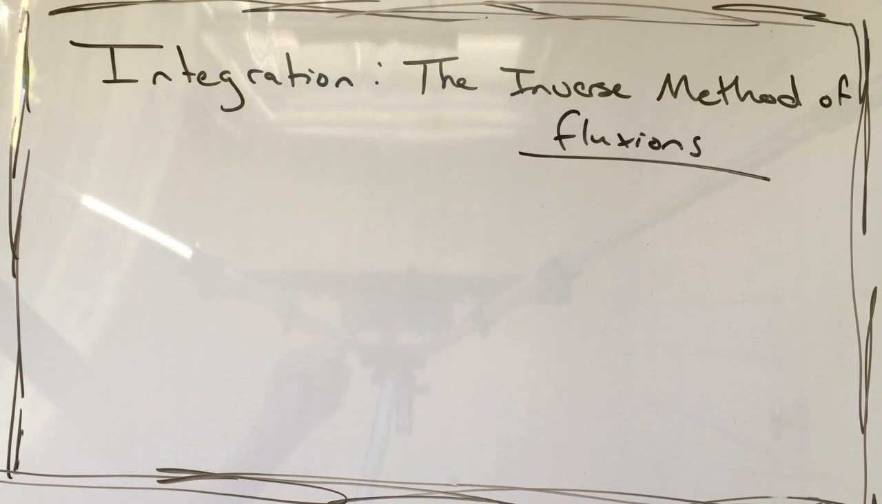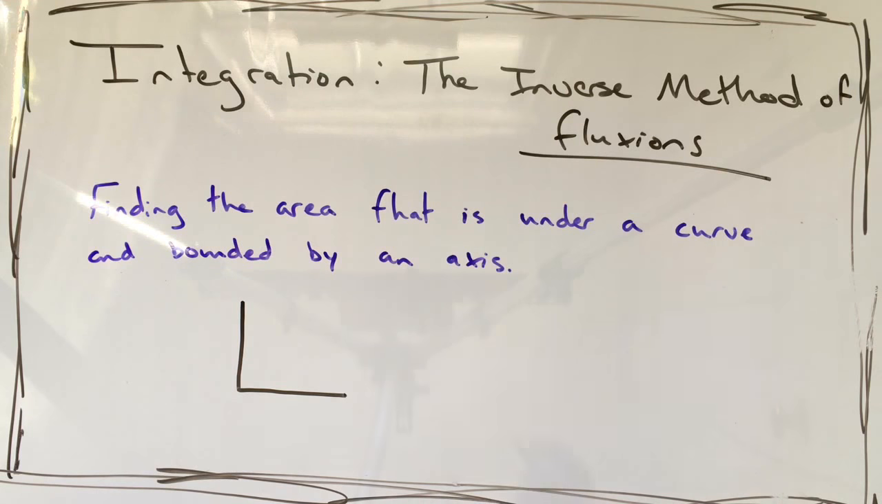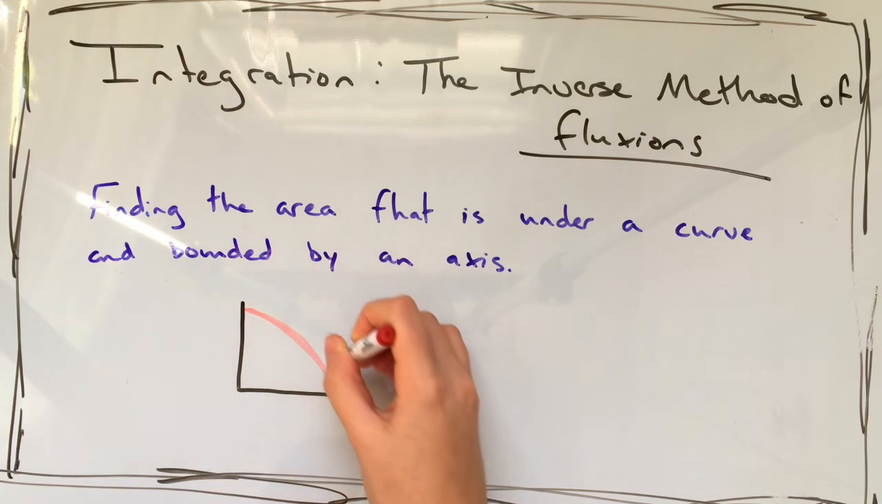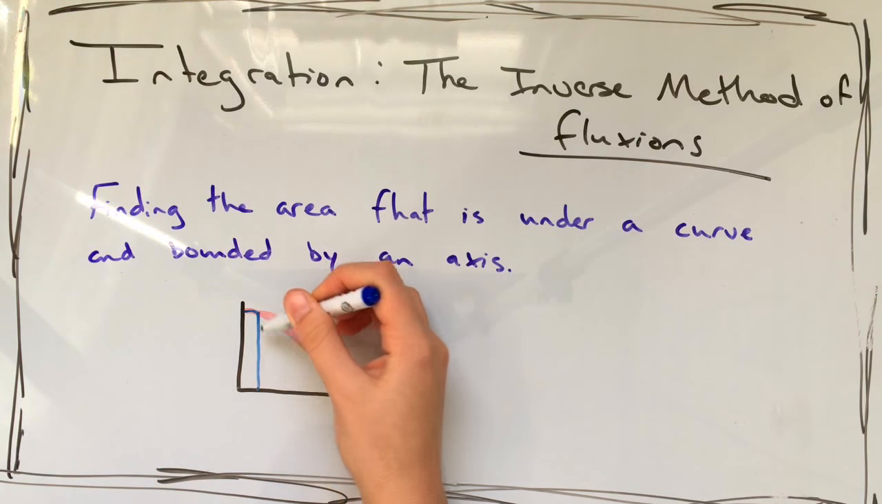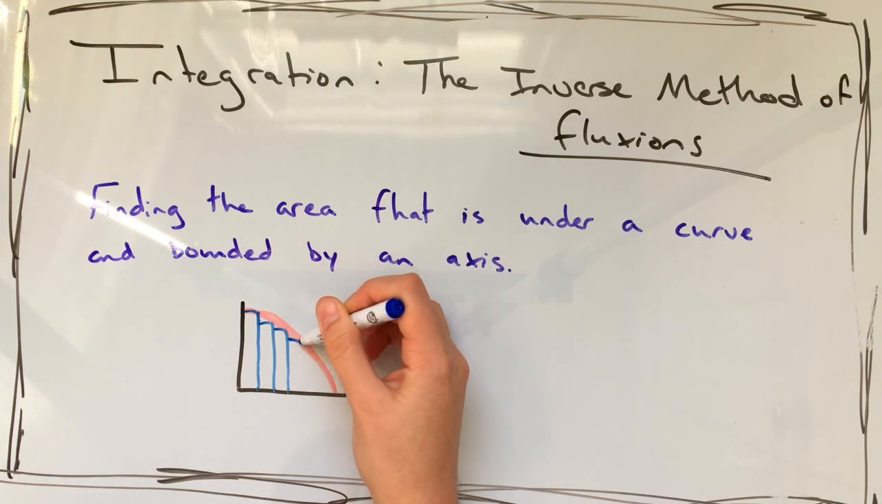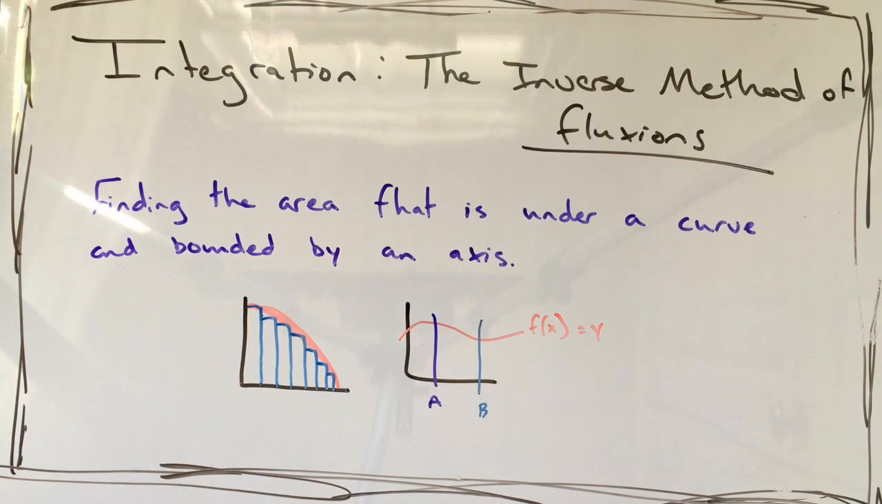He also worked on the inverse method of fluxions, or integration. This is about finding the area that is under a curve and bound by an axis. According to Newton's work, the area beneath the curve can be determined simply by using algebra and approximating. To approximate, the area of individual rectangles underneath the curve can be added together to find the whole area. The graph could also be drawn like this to find the area between A and B underneath the curve.